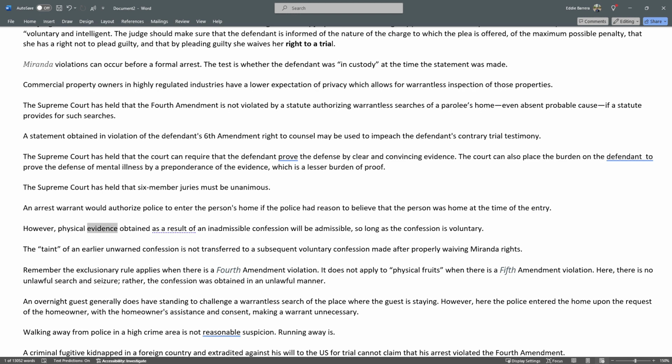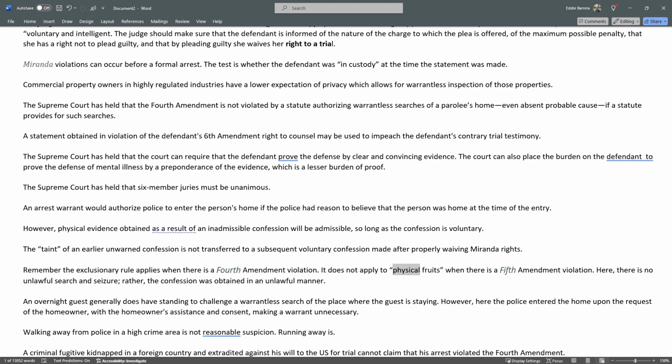However, physical evidence obtained as a result of an inadmissible confession will be admissible, so long as the confession is voluntary. The taint of an earlier unwarned confession is not transferred to a subsequent voluntary confession made after properly waiving Miranda rights. Remember, the exclusionary rule applies when there is a Fourth Amendment violation.